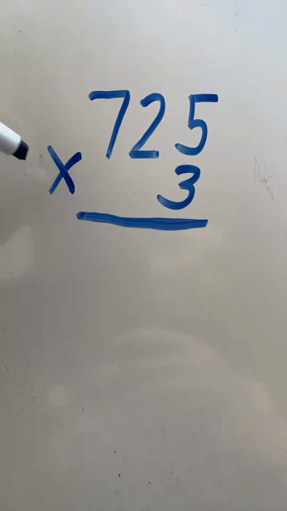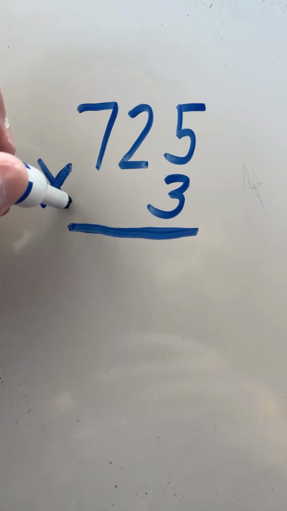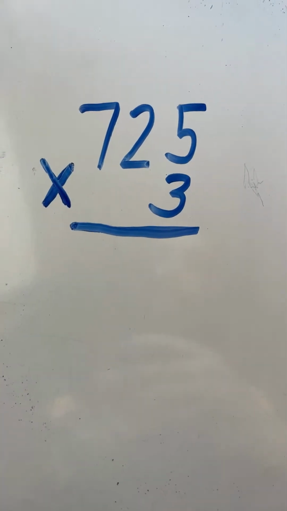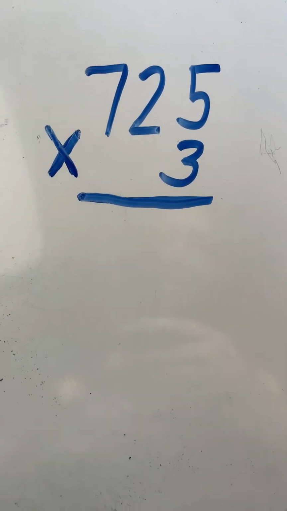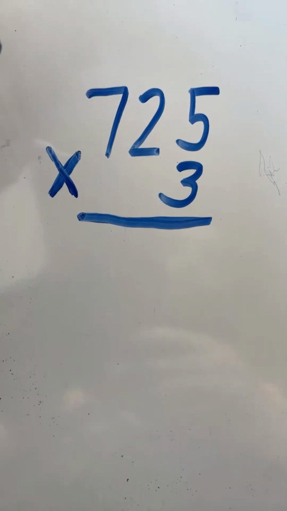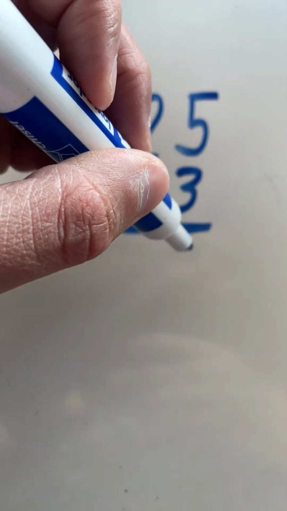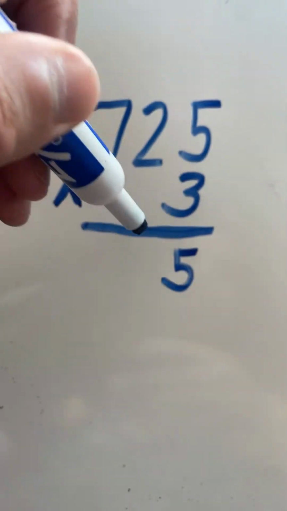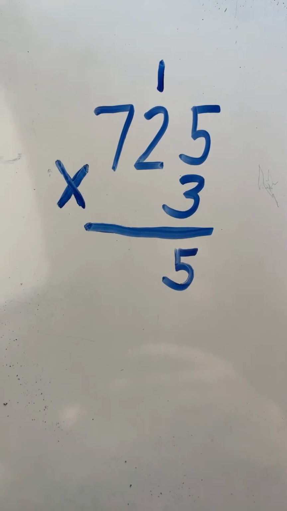All right, the next example problem. 725 times 3. So we are going to start out in the ones place. 5 times 3 equals 15. We have to regroup. We regroup anytime our product is 10 or more. So the 5 in 15 goes in the ones place. The 1 in 15 gets carried over to the tens place.